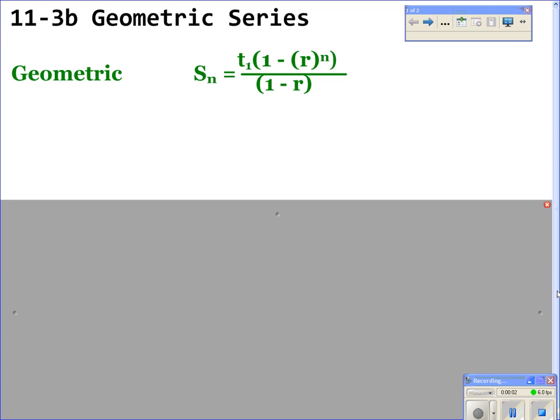We are now going to be looking at geometric series. Yesterday we looked at geometric sequences, which, remember, sequences are just a list of numbers. Series is when you add them all up and get one answer. So with geometric, we have this formula. Again, you don't have to memorize it.